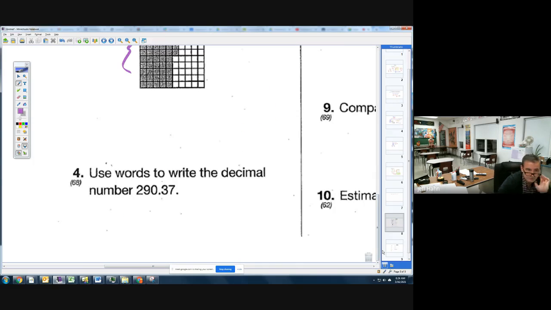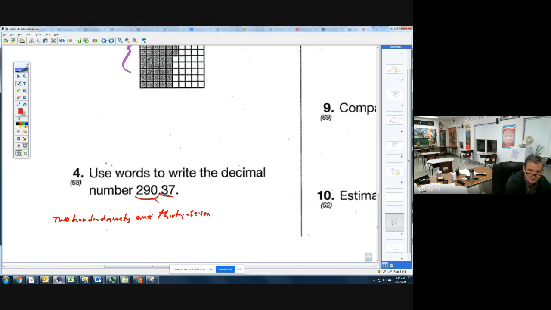Problem number 4, using words to write this as a decimal number. Let me go a little smaller here. First of all, remember you say the number in front of the decimal, so that is 290. The word decimal is 'and', and you write the number that's after the decimal, which is 37.